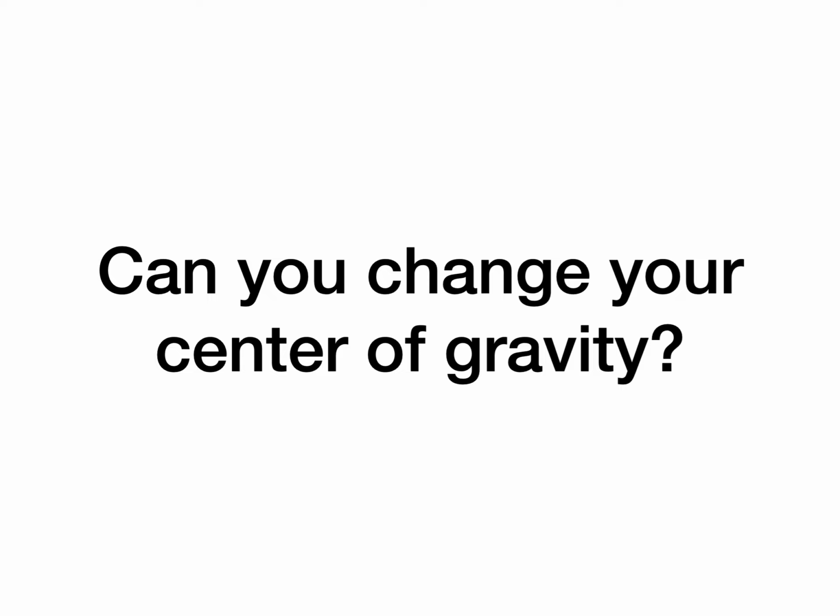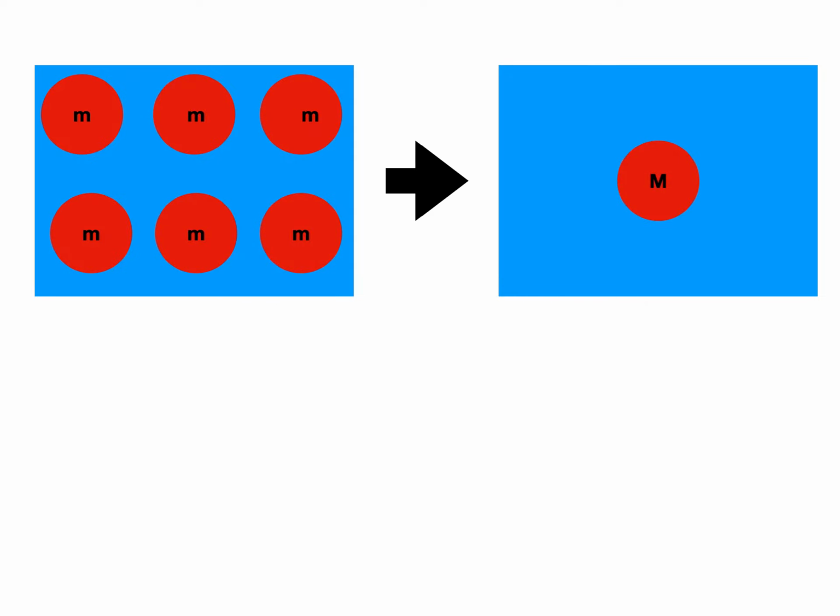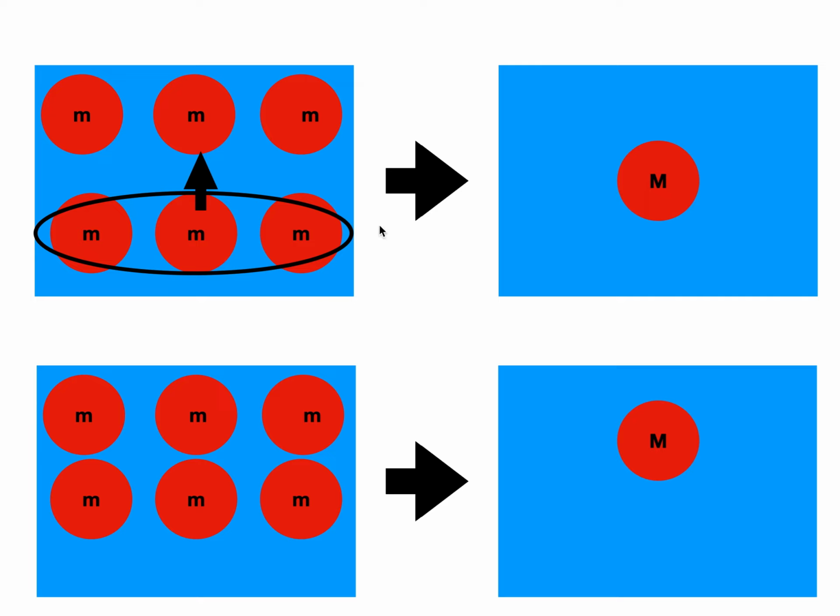So the first question is, can you change your center of gravity? Again, start from the box example. If the masses are distributed evenly, then the center of mass will be in the middle. But think about if we move this row of masses upward a little bit, it'll become like this. The masses are distributed on the upper part of the box. And we can see that the center of gravity will also move upward a little bit.